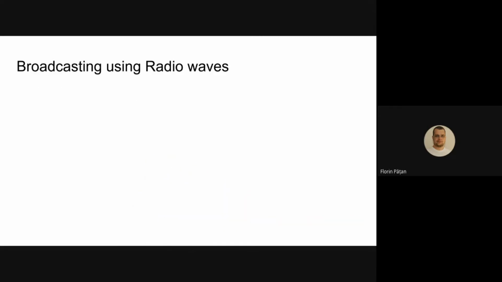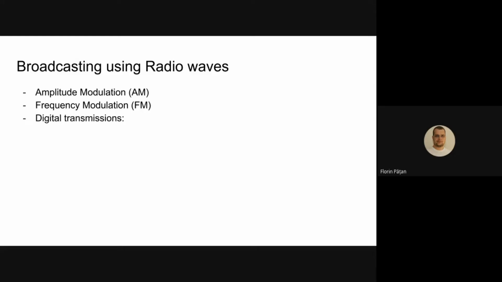So let's move on and see how we can broadcast data using radio waves. We have the amplitude modulation way, so that we'll cover in a second. We'll have the frequency modulation, which is what's interesting for us. And we have a few other digital transmissions that we can do, such as the digital audio broadcast, HD radio, and a few other formats, but we won't cover those today.